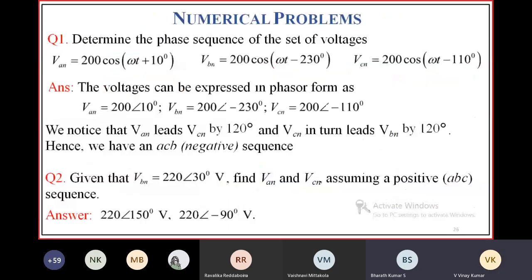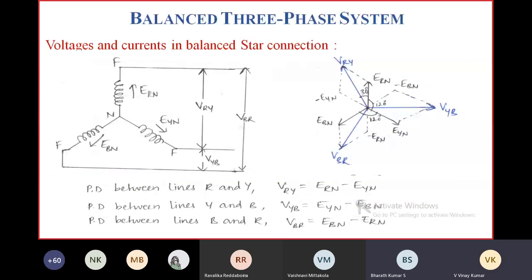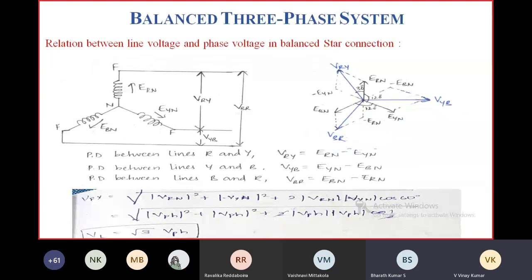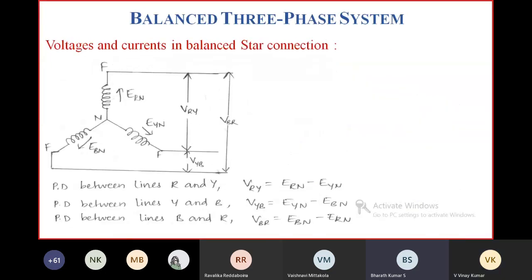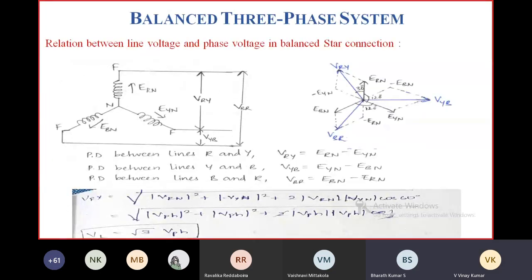We have discussed the star-connected source and delta-connected source, and the relationship between voltage and current in the balanced star connection: the relationship between line voltage and phase voltage in a star-connected system, and the relationship between line current and phase current in a delta-connected system. Right? Okay.